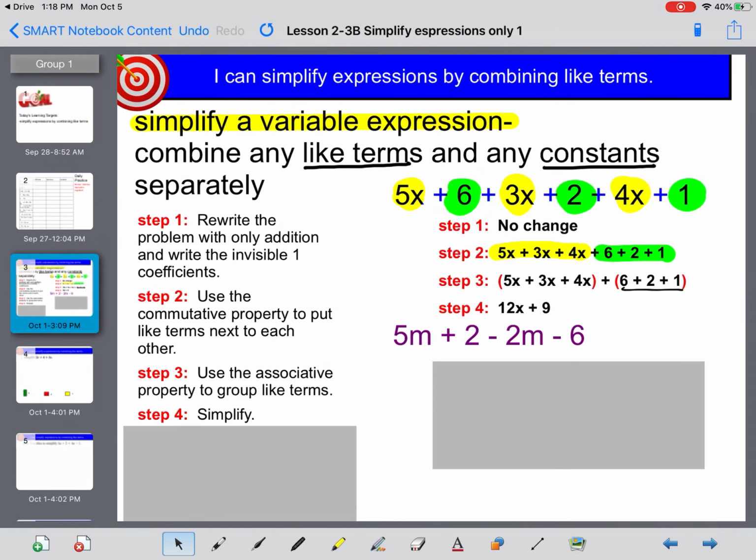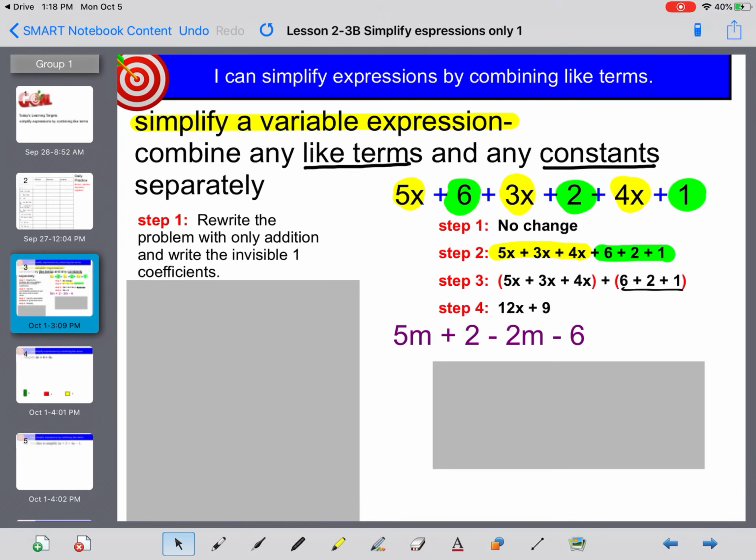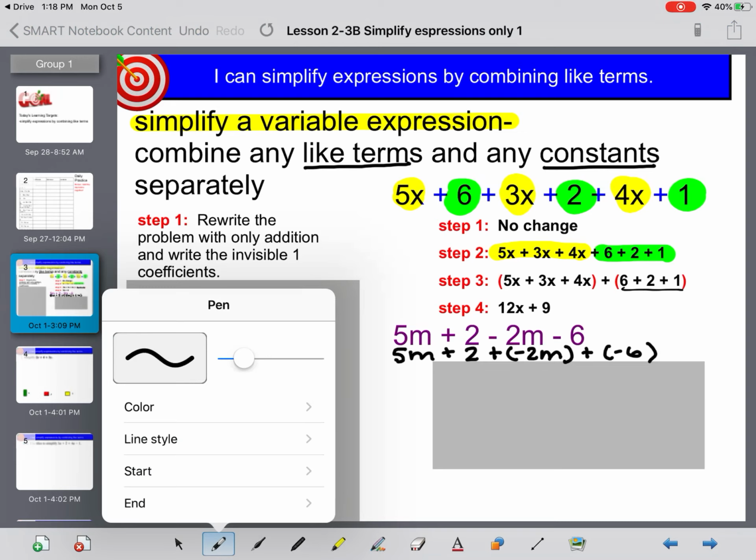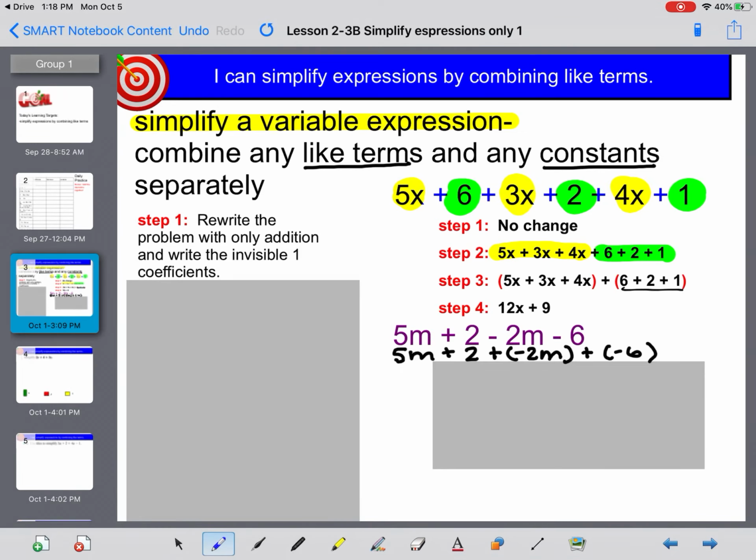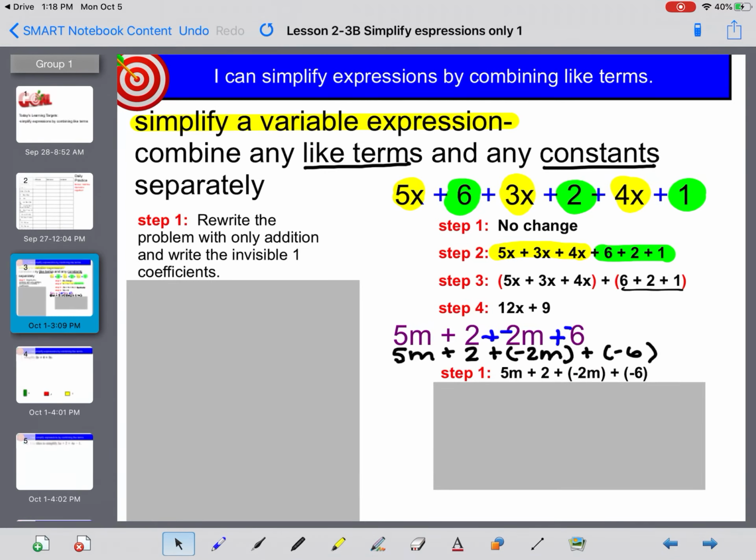All right, in the next problem, doing those same steps over again, we're going to start off by rewriting the problem. If there's any subtraction, change it to adding the opposite. 5m plus 2 plus negative 2m plus negative 6. Now, at this point, I have noticed many kids liking or wanting to do this instead, and that is okay, where you change this to adding negative 2, adding negative 6. So you're kind of saving yourself a step of rewriting that all. That's fine, whichever one you choose to do. So now we've got this. We rewrote it like this.